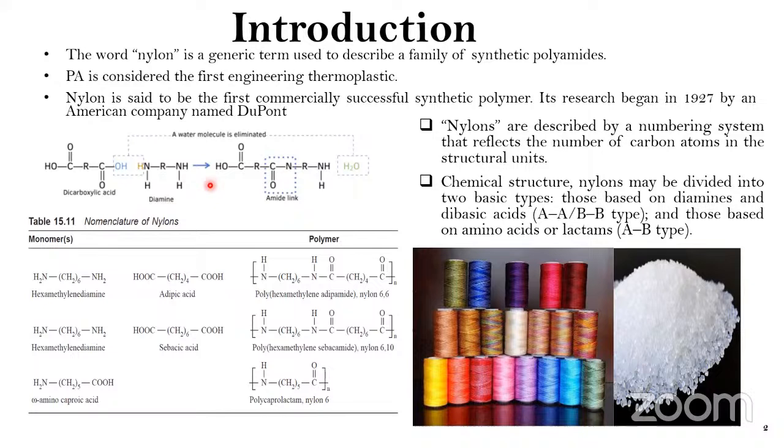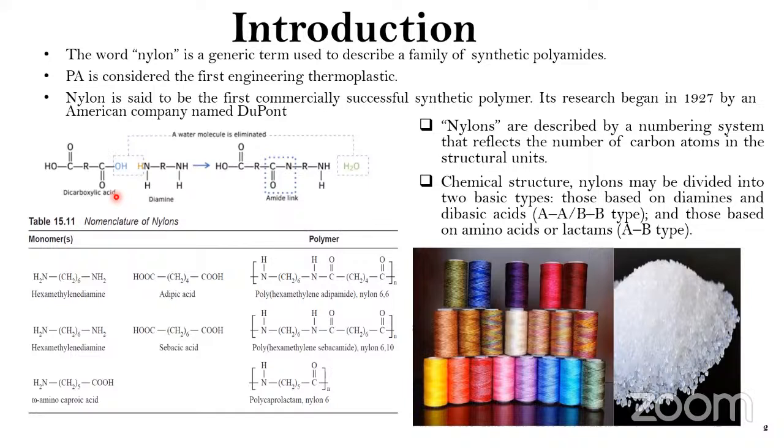Suppose I am taking the example of nylon 6,6. Here the monomer is a dicarboxylic acid. What do you mean by dicarboxylic acid? If you see, this is one acid group, COOH, and this is another acid group. So this is known as a dicarboxylic acid. It might be adipic acid or sebacic acid. These are dicarboxylic acids.